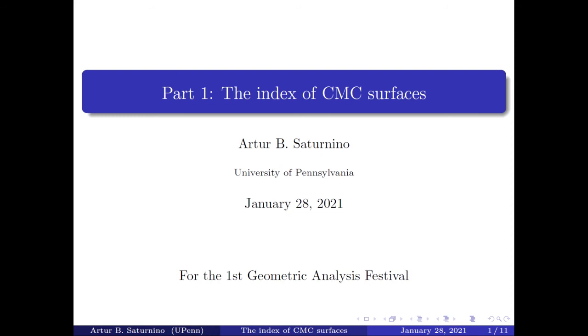I am a graduate student at the University of Pennsylvania, and this is the first part of a two-part series on CMC surfaces of bounded index. In this first part, I'm going to talk about CMC surfaces from a variational perspective. I'm going to introduce the index and state some classical results that relate the index to the topology and geometry of the surface. And I'm going to finish off by stating my results that I'm going to talk more about in part 2.